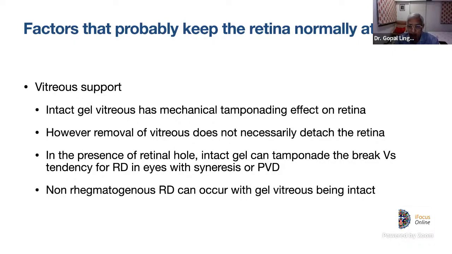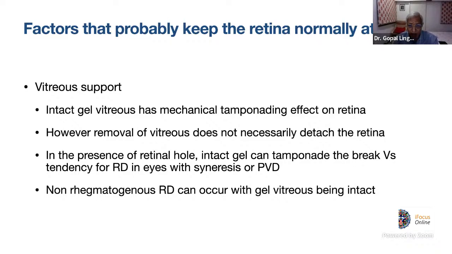So it's not that vitreous gel is redundant, like the appendix. People think that you can remove it and get away with it. But actually it serves a very important purpose. It's only when it is diseased that we remove it, not when it is normal. So an intact gel vitreous has a mechanical tamponading effect on the retina, but removal of the vitreous does not necessarily detach the retina because of other reasons why the retina remains attached.